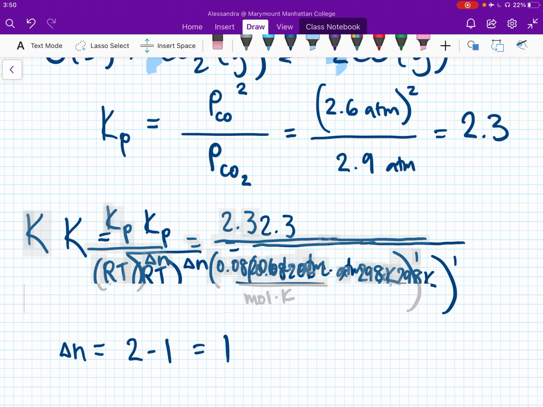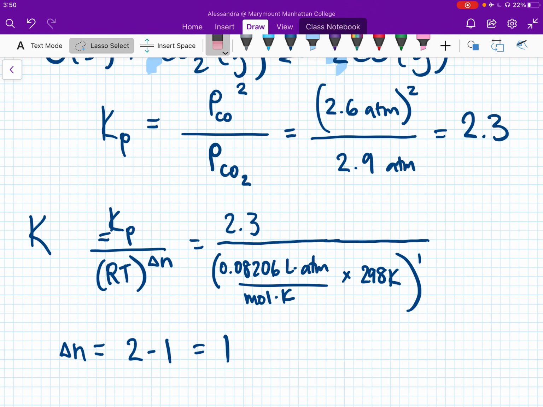Now, when you do the arithmetic here, you will see that K is not equal to Kp. K is equal to 0.094. I will leave that unitless. So you can see that in this case, K is not equal to Kp because I don't have the same number of gaseous products and reactants on both sides of the reaction. The only time that K is going to be equal to Kp is when I have a delta n of 0, because anything raised to the 0 power is 1, and you would get rid of that RT denominator.